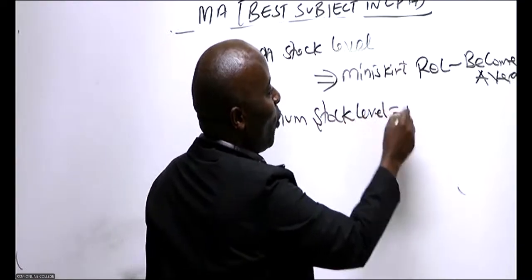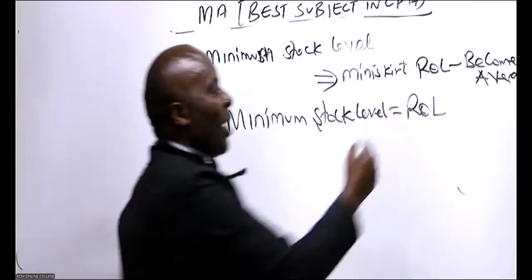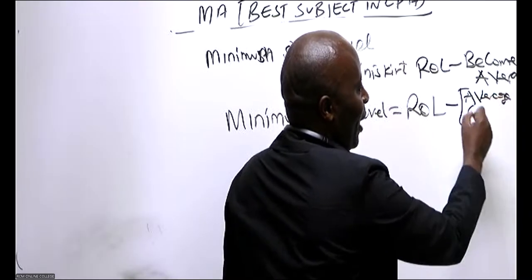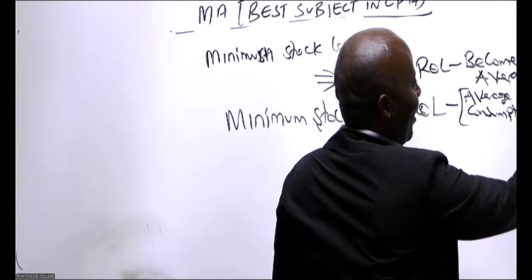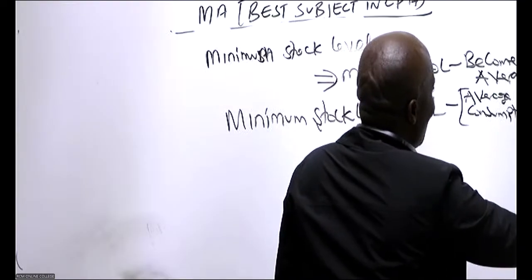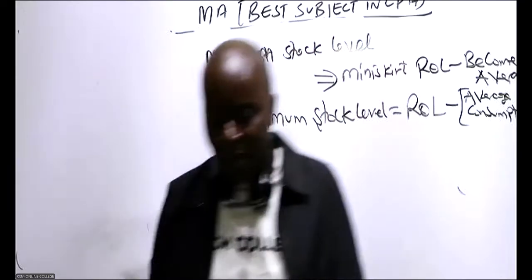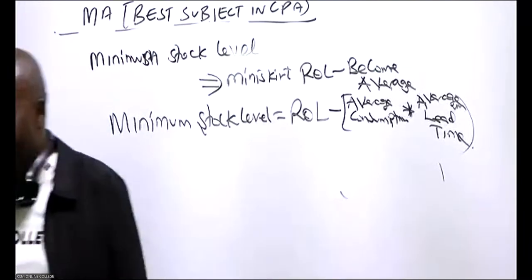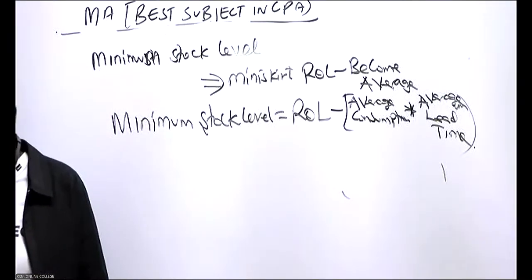So anytime we are talking about minimum stock level, we shall always take this ROL. ROL stands for what in full? Reorder level. And then you say minus the average, because you have become average. So we talk of average consumption times what here? Average lead time, or reorder period. This one I will never forget. So anytime they want me to get minimum stock level, I will always think about that.